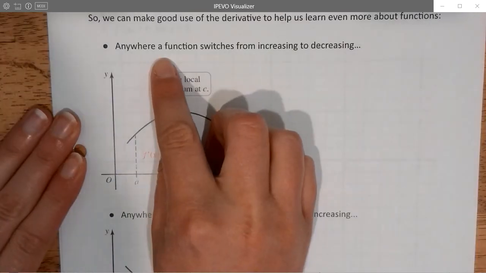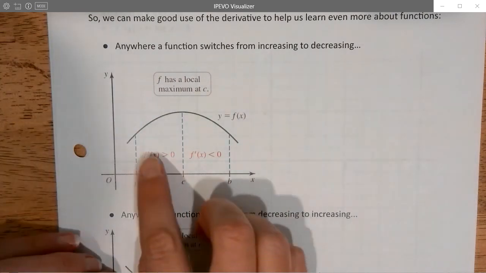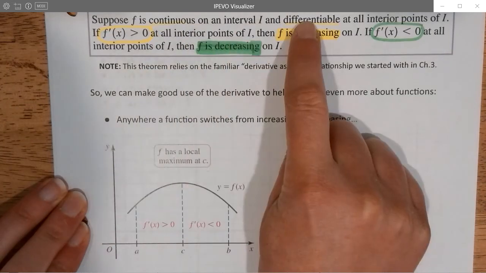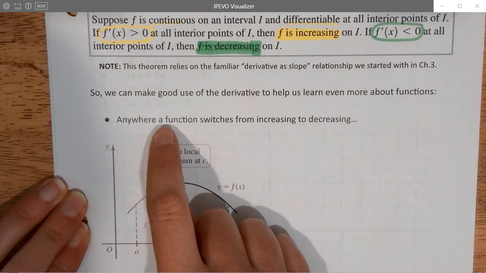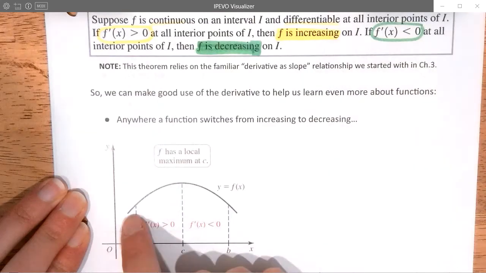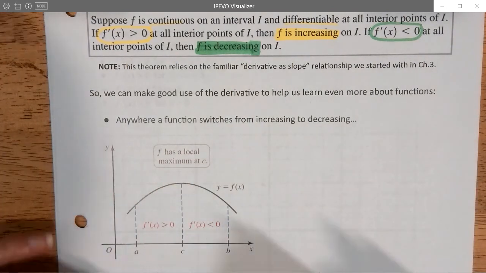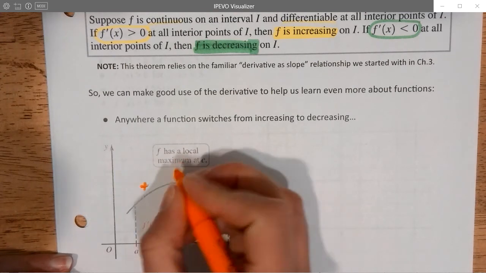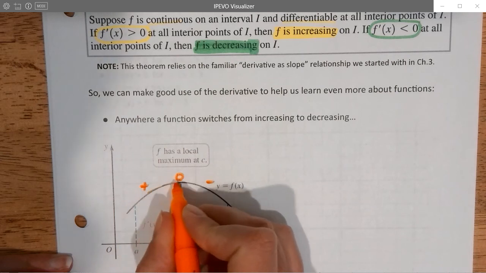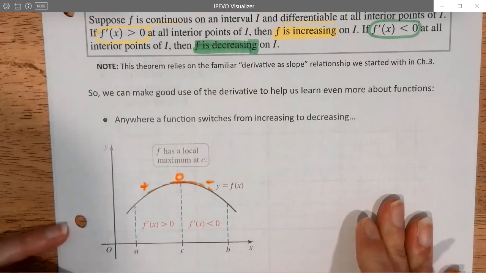Anywhere a function switches from increasing to decreasing, okay? Again, we're assuming that these functions are continuous and differentiable, so that's going to be important right here. If we have a continuous and differentiable function that switches from increasing to decreasing, then to get from a positive slope to a negative slope, it's going to have a maximum. It's going to have to go through 0. So my tangents are getting smaller and smaller until I reach that horizontal tangent, and then they start decreasing and getting larger negative.